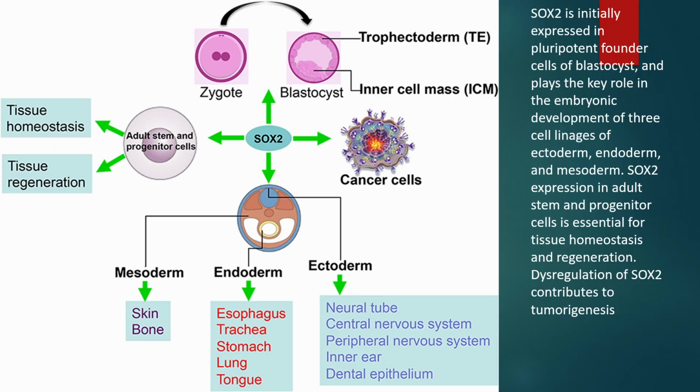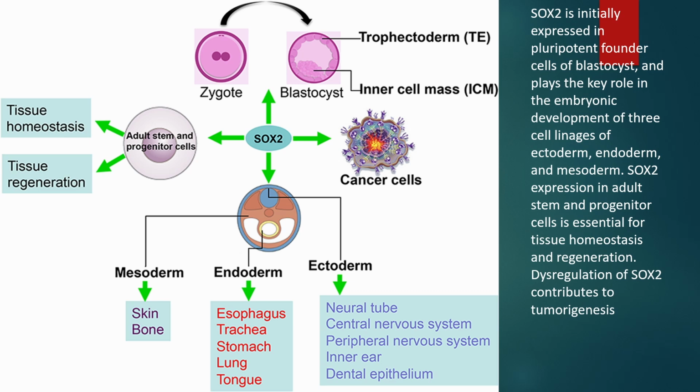SOX2 is initially expressed in pluripotent founder cells of the blastocyst and plays a key role in embryonic development of three cell lineages: ectoderm, endoderm, and mesoderm. You can see here mesoderm gives rise to skin and bone, endoderm gives rise to esophagus, trachea, stomach, lung, tongue. Ectoderm gives rise to mainly the neural tube, central nervous system, peripheral nervous system, inner ear, and dental epithelium.